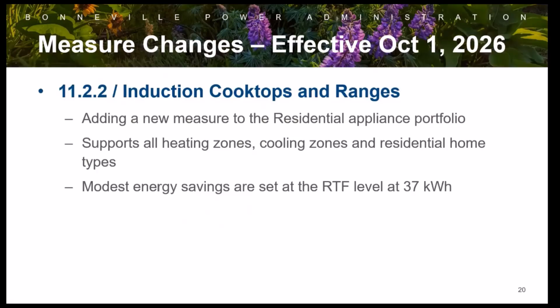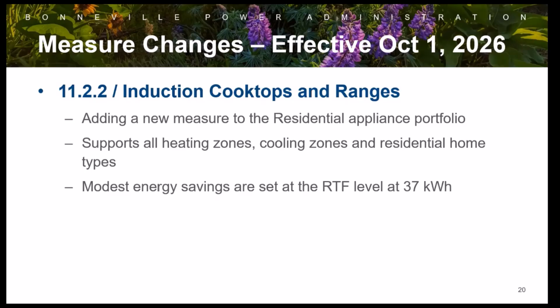For standard residential, we are introducing a new measure. So not a measure change, but a new measure effective October 1. And this is for induction cooktops and ranges. Very excited about this measure. So we'll be adding this to our residential appliance portfolio. It will be supporting all heating zones, cooling zones, and residential home types. The energy savings are rather modest at 37 kilowatt hours, and the payments are also rather modest. And I'll list that on the next slide.